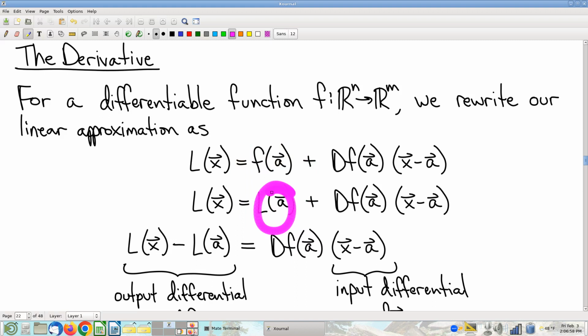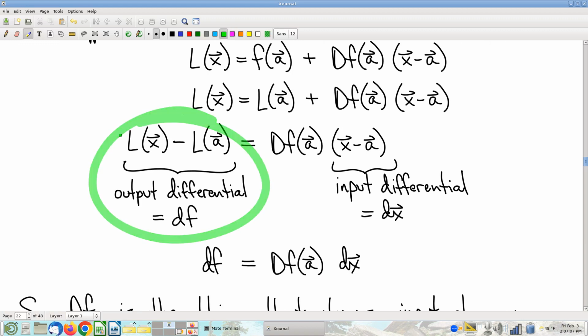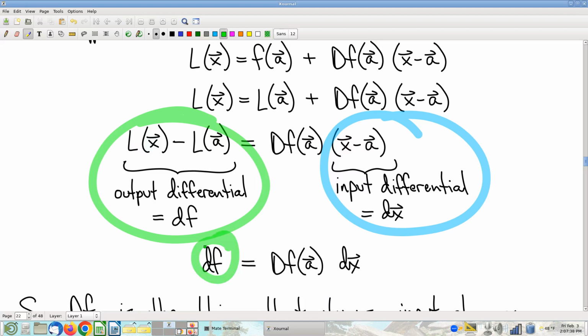Then I can take this and move it over to the other side, and notice what I've got now. Look at this form. The left-hand side of the equation is now literally the output differential. It's our linear estimate of how much the function changes: L of x minus L of a. It's not the increment. It's not f of x minus f of a. It's the differential. It's our linear estimate of how much the function's changing. And on the right-hand side, of course, x minus a, well, that's just the change in the input. That's our input differential.